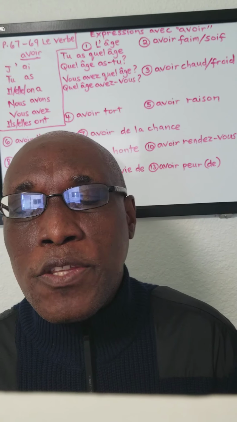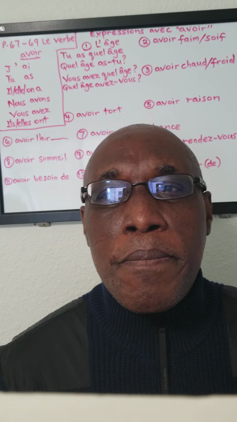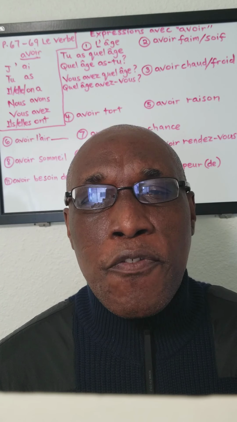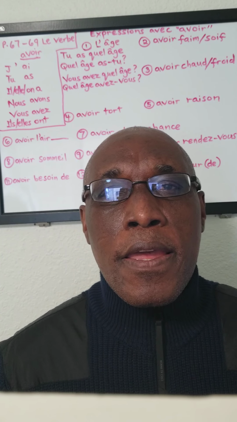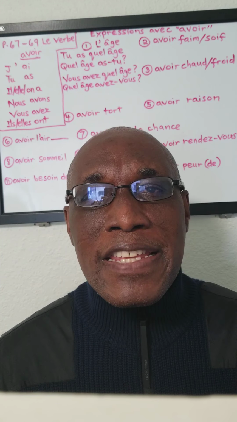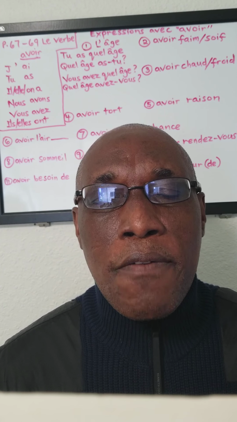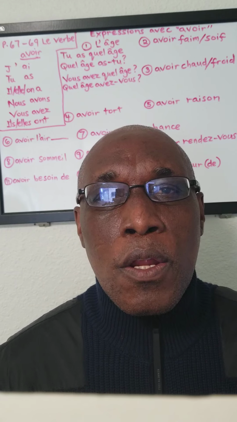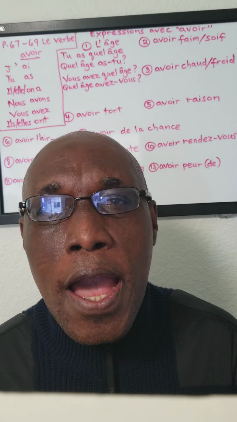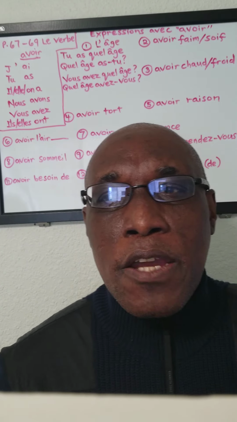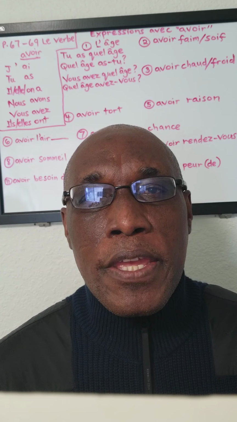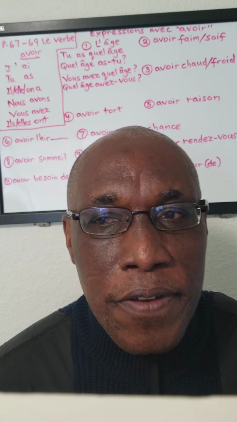Aujourd'hui, nous allons étudier le verbe avoir et les expressions avec le verbe avoir. Le verbe avoir est un verbe irrégulier. C'est un verbe irrégulier. It is an irregular verb.